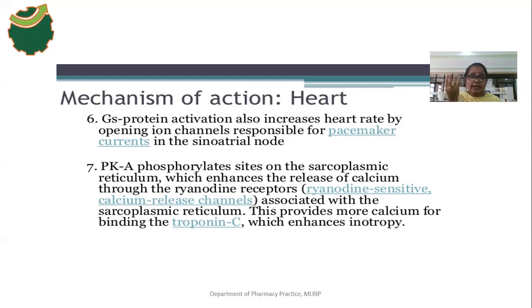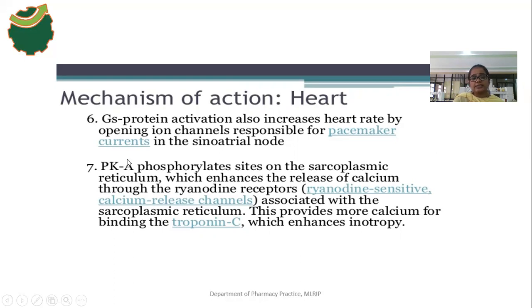Those ion channels are responsible for the pacemaker activity, especially at the sinoatrial node. So upon the activation, the sinoatrial node activity increases, due to the opening of the ion channels. Then what will happen? The heart rate will increase.